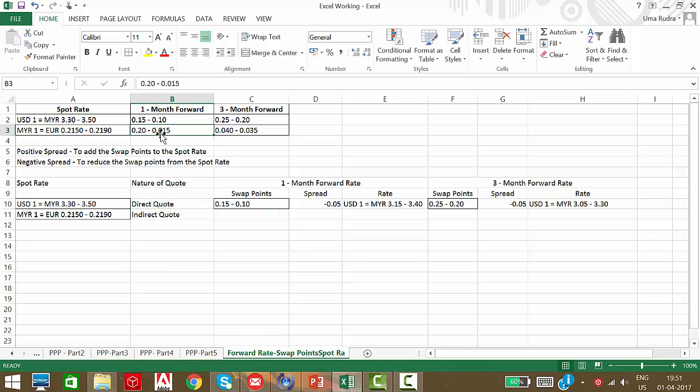And swap point, 1 month forward swap point 0.020, 0.015. So what is the spread of this? I have made a mistake. Let me put it the other way around, because in both cases spread is coming negative. 0.15 minus 0.20. Let me change the spread.